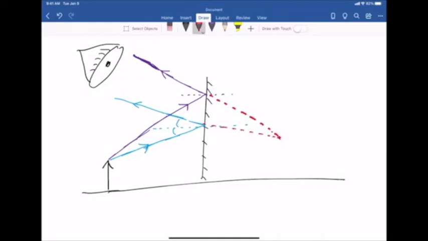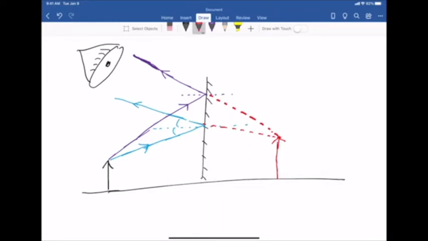So the eye will in fact see the tip of the object over here at this location. And so you can do the same thing for every other point on the object. And so you conclude that the image of the object is formed behind the mirror somewhere over here.